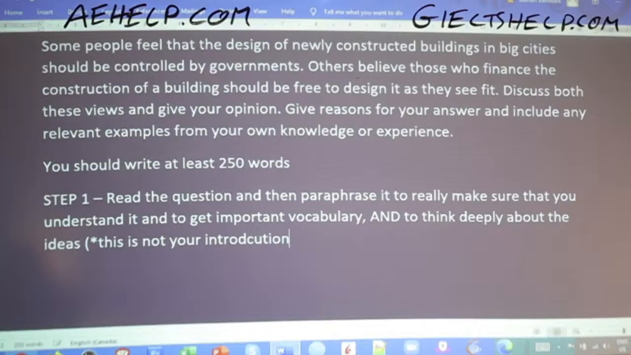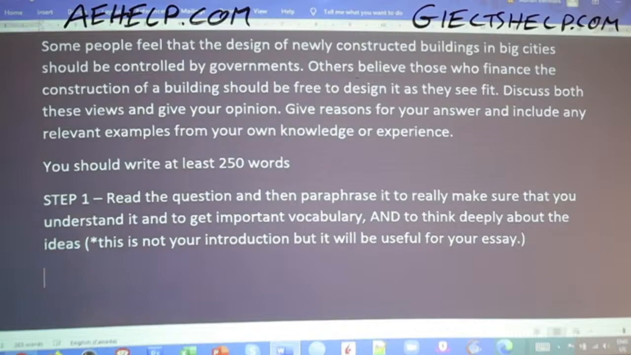But it will be useful for your essay. Okay, and in the computer-based exam, it's really easy because you might even be able to cut and paste your paraphrasing in some part of the essay where it's useful. Okay, so let's do this, everyone.